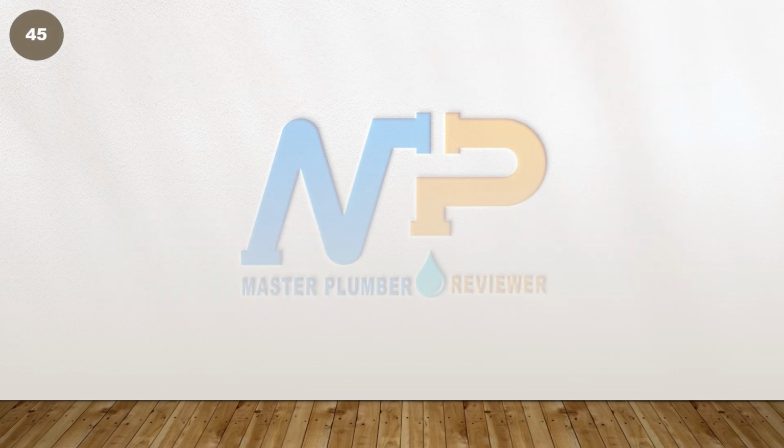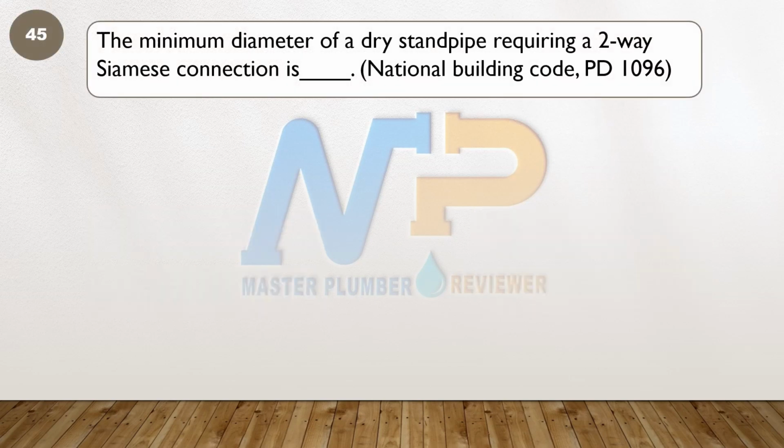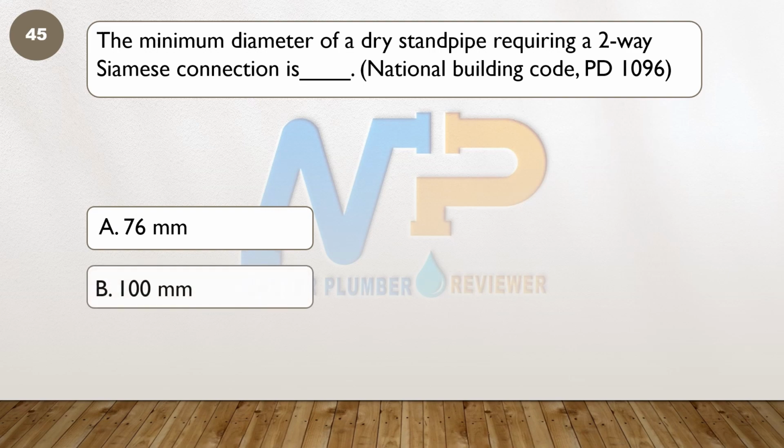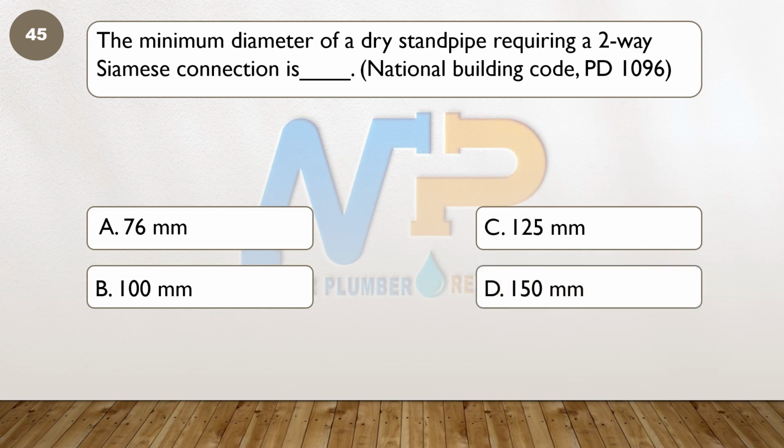Number 45. The minimum diameter of a dry standpipe requiring a two-way Siamese connection is blank. A. 76 millimeters. B. 100 millimeters. C. 125 millimeters. D. 150 millimeters. The answer. It's B. 100 millimeters.